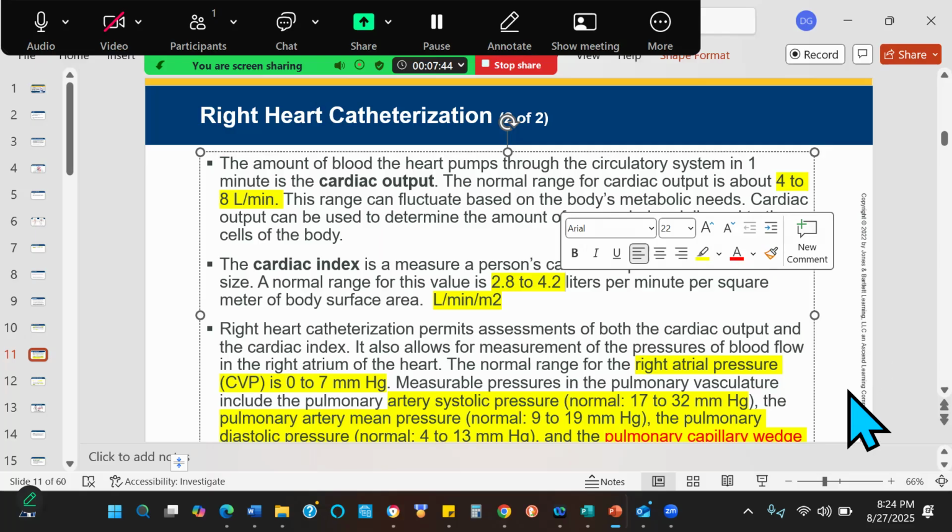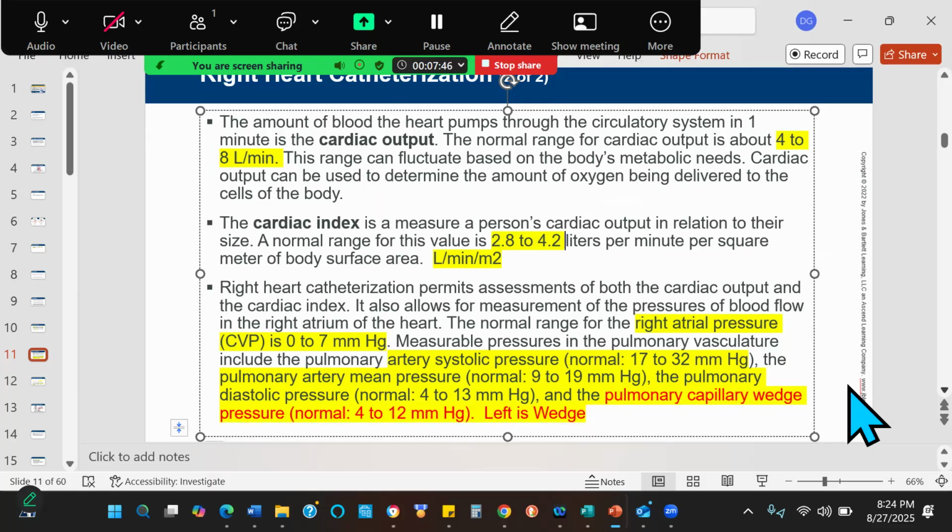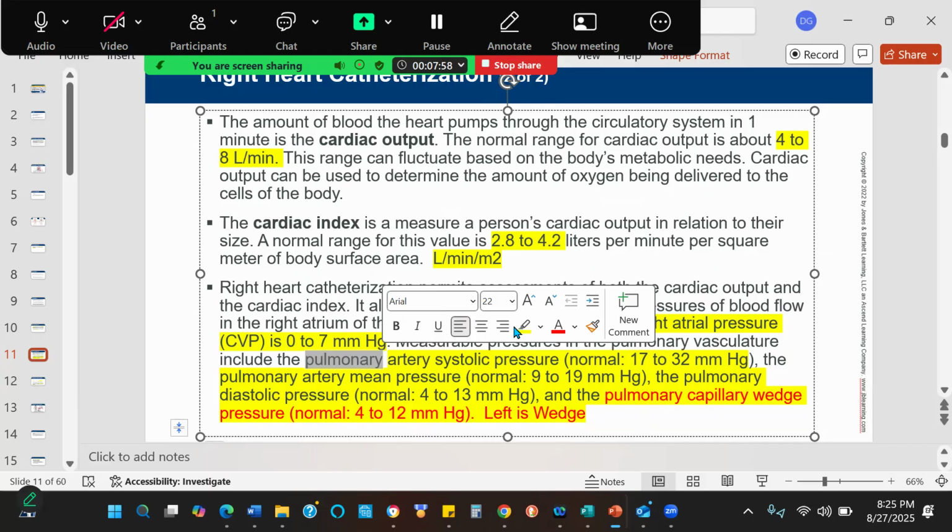The pressures in the system, you'll learn much more about this in critical care class, but right atrial pressure, which is CVP, about 0 to 7. Pulmonary artery systolic pressure, about 17 to 32. A lot of them seem to be right in the 20s. Pulmonary artery mean pressure, about 9 to 19. Pulmonary artery diastolic, about 4 to 13.